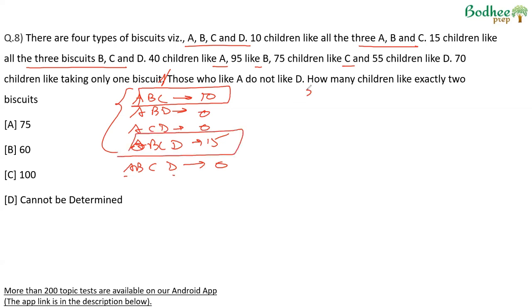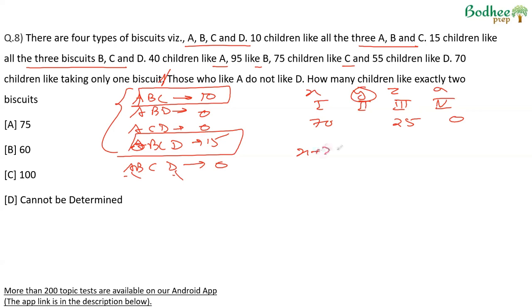Also, if X, Y, Z, A are the number of people who like exactly 1, exactly 2, exactly 3, exactly 4 biscuits, exactly 1 is given as 70. This is what we have to find out: how many children get exactly 2? The number of people who like exactly 3 biscuits will be A, B, C and B, C, D. This is 25. This is 0 because no one can like all 4 biscuits.